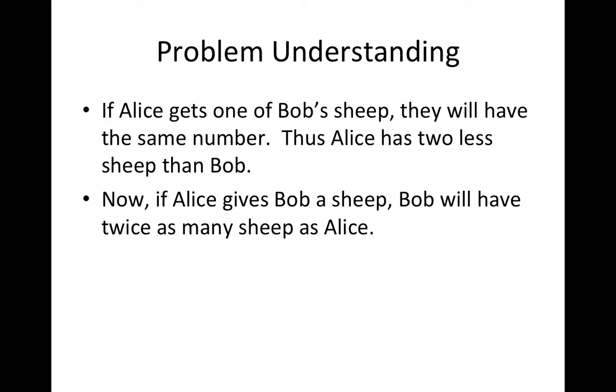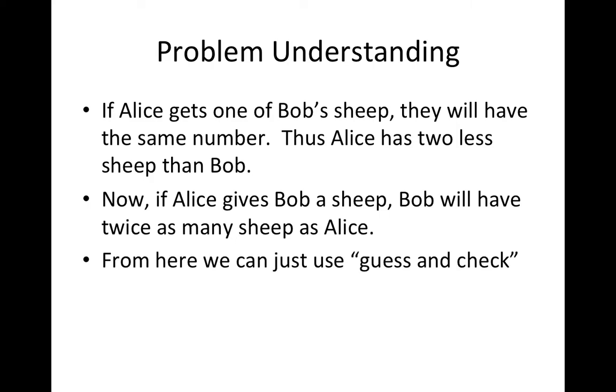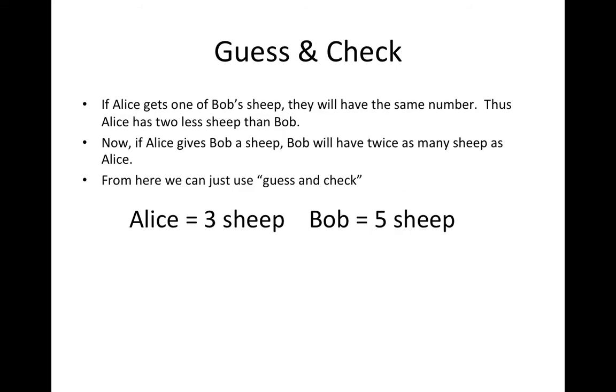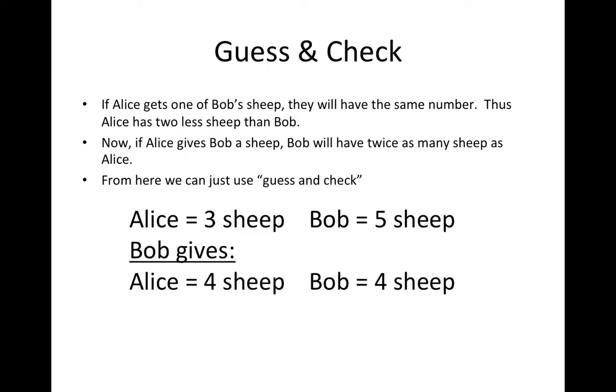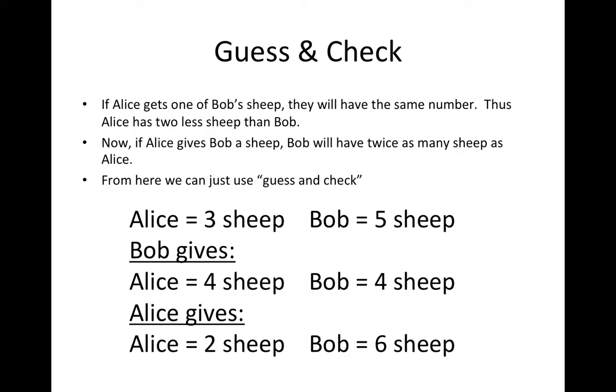Okay, so this is enough for us to start doing some guess and check, which is the heuristic I'm going to use to finish solving this problem. Let's suppose Alice has 3 sheep. That means Bob has 5 sheep because they're 2 apart. Because of how we're picking these numbers, the second step should always work out. If Bob gives Alice a sheep, she'll be up to 4, he'll be down to 4, they have the same number. Now we need to check what happens if Alice gives a sheep.